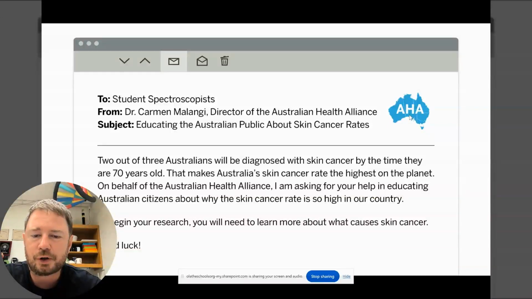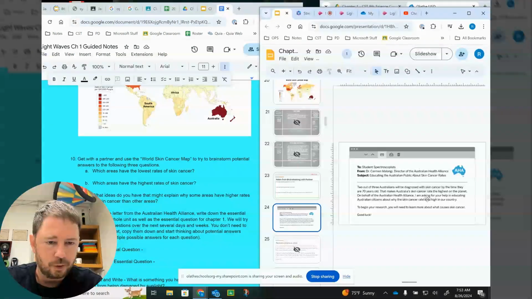On behalf of the Australian Health Alliance, I am asking for your help in educating Australian citizens about why the skin cancer rate is so high in our country. To begin your research, you will need to learn more about what causes skin cancer. Good luck. So this is our goal. Our mission is to learn more about skin cancer.